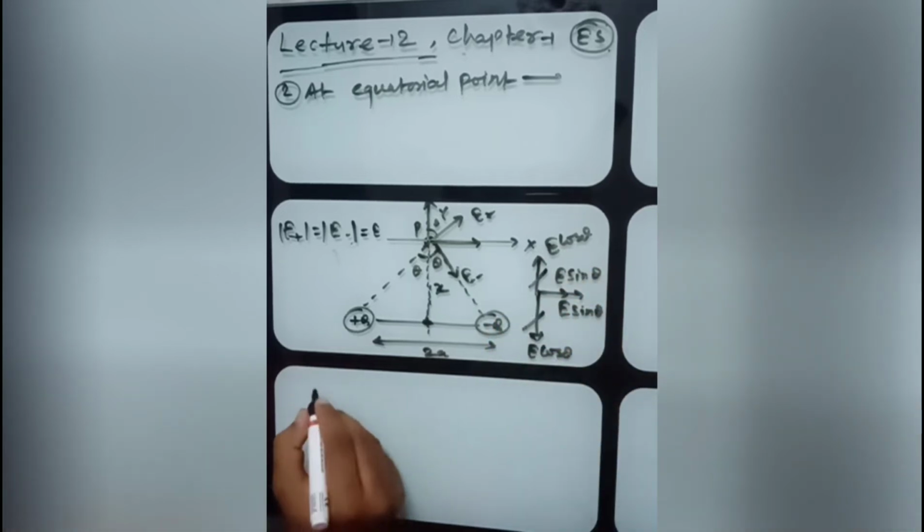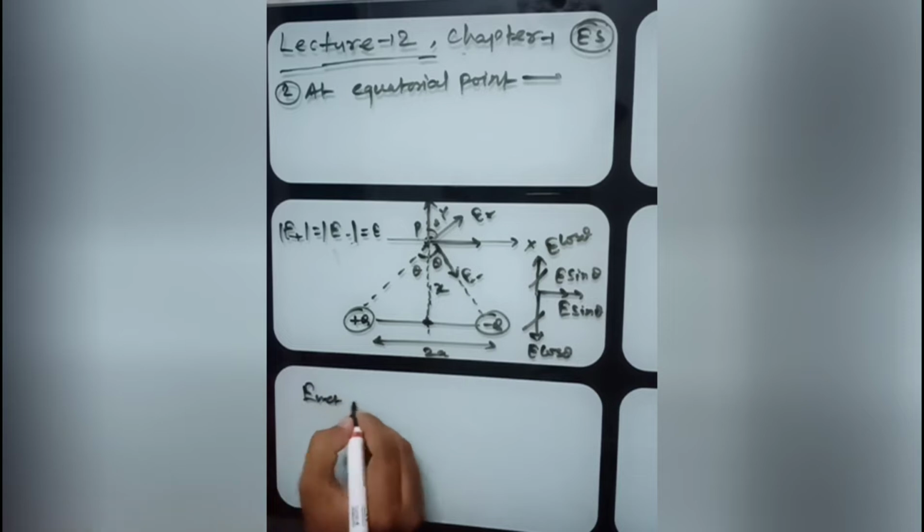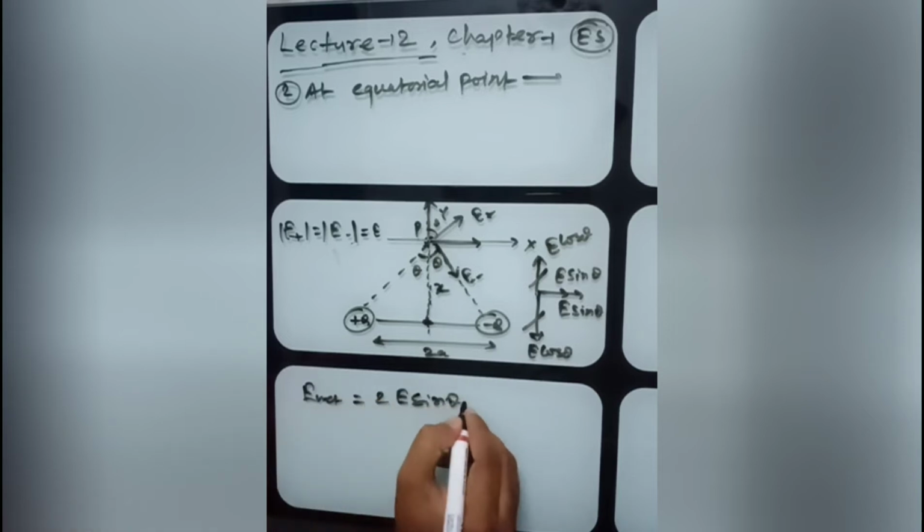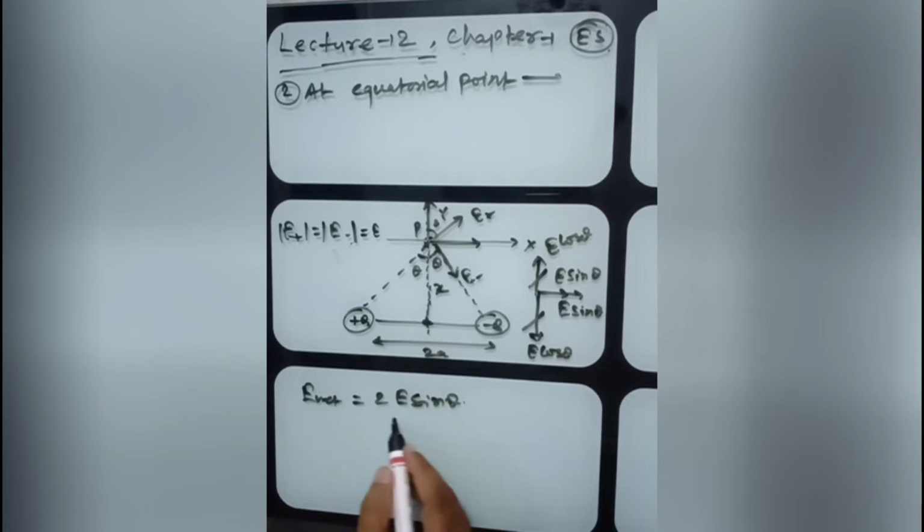So we'll have the net electric field, E net. How much will it be? It is twice E sin theta. Now we'll find the value of this one. So it is twice E sin theta.